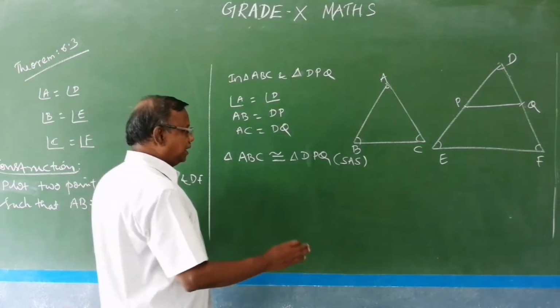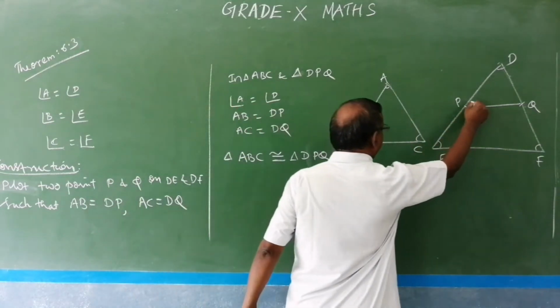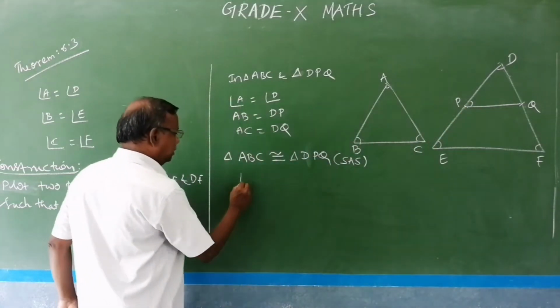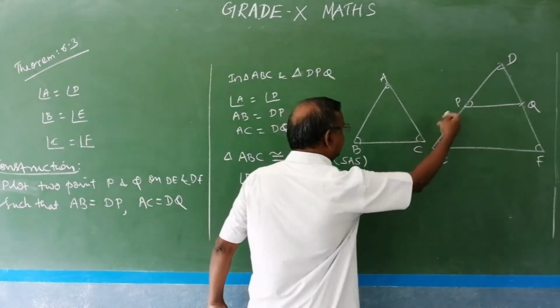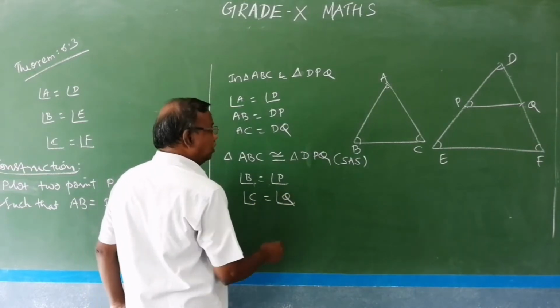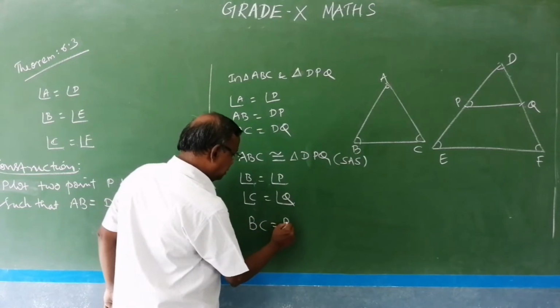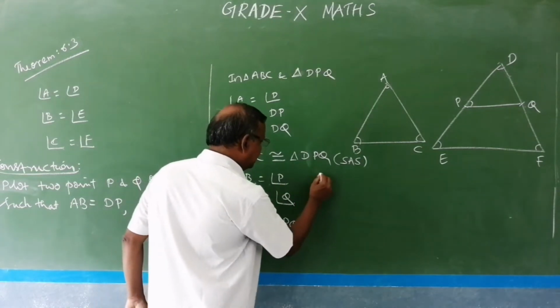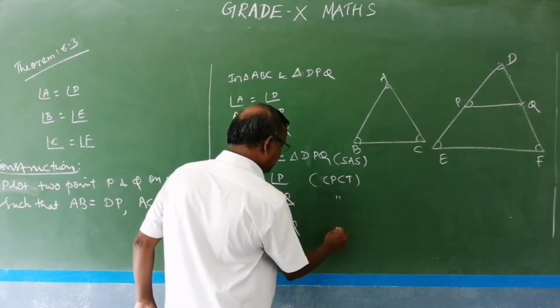So by congruency we know that angle B equal to angle P, and the corresponding angle C equal to angle Q. Further, BC equal to PQ, all by CPCT, corresponding parts of congruent triangles.